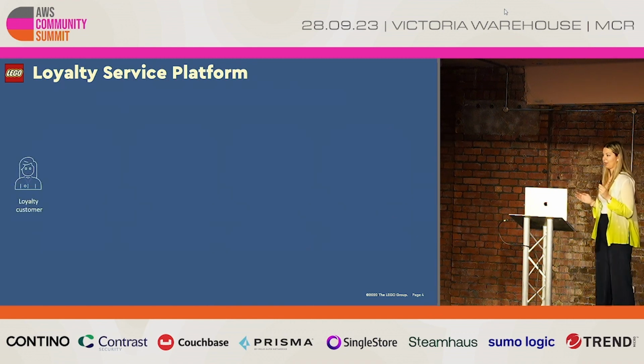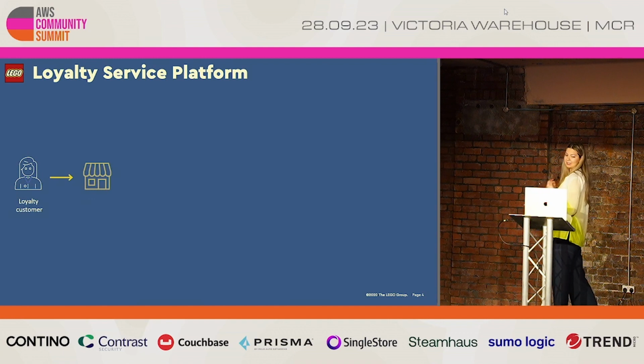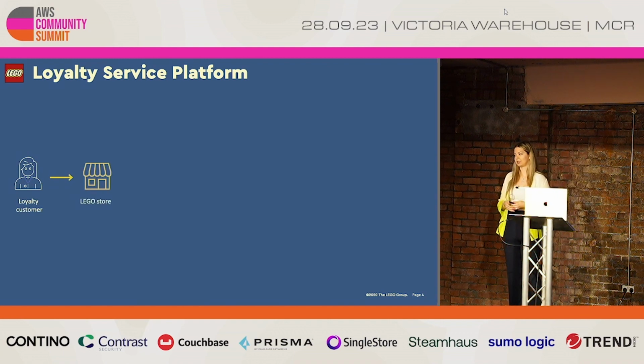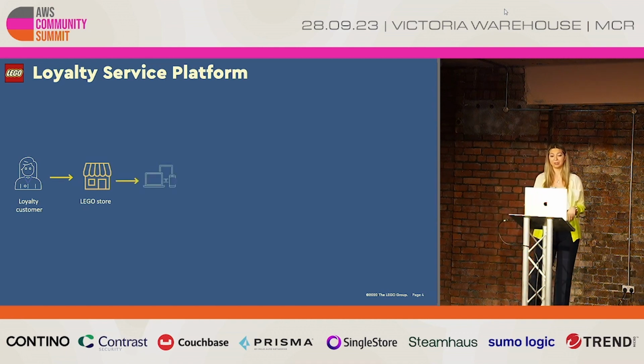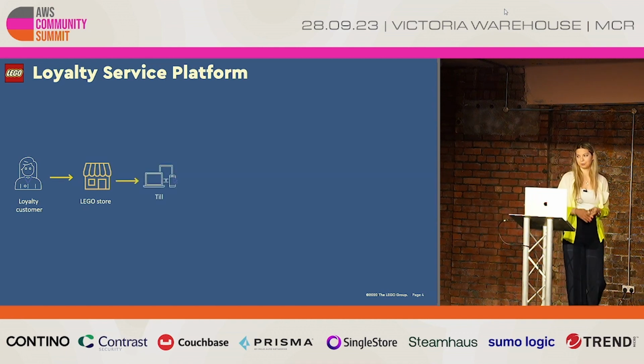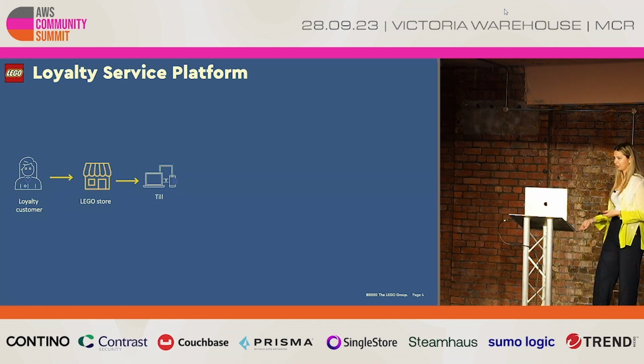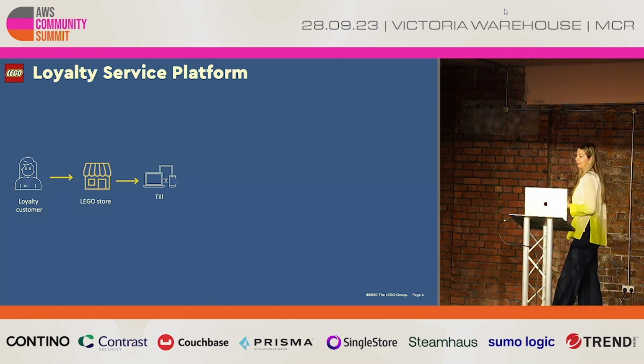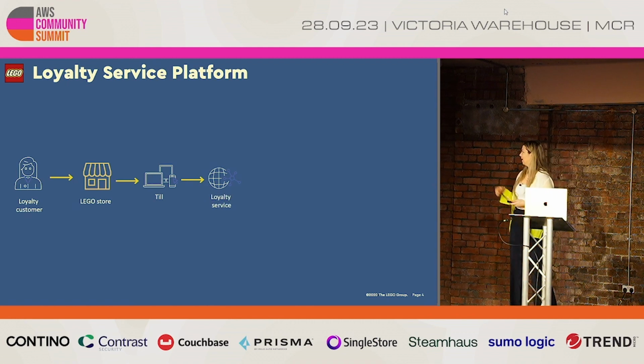So we have our loyalty customer. They come into one of the LEGO stores. They look around. They try to buy one LEGO. Probably they end up buying 2 sets if they're like me, or more. And then they go to the till. And once they're at the till and they try to make the purchase, that's when the apps at the till make a call to our loyalty services.